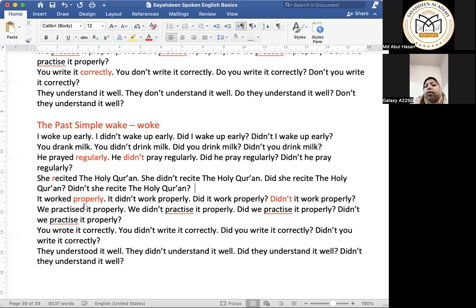We practiced it properly. So if you say "practiced", it would sound like a T. But when you connect this D with this IT, it will change. So we practiced it. It's like "DIT", did. We practiced it properly. We didn't practice it properly. Did we practice it properly? Didn't we practice it properly?